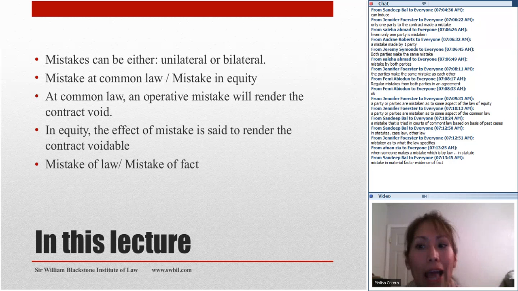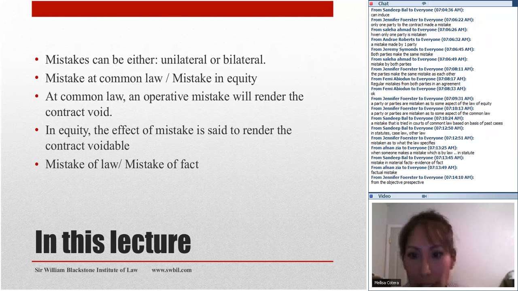Exactly. And what quality does this mistake need to have? A factual mistake, yeah. So how does this mistake of fact need to be? From the objective perspective, yes. This mistaken fact needs to be material or very important to the agreement. Okay? I'm going to give you an example.